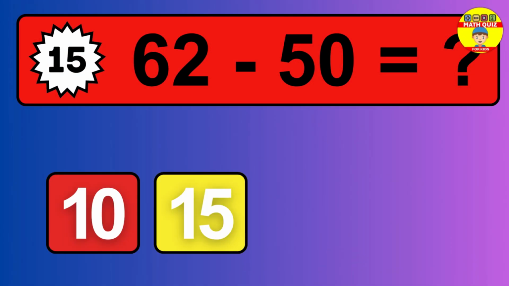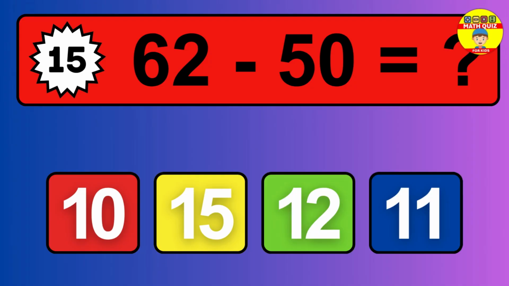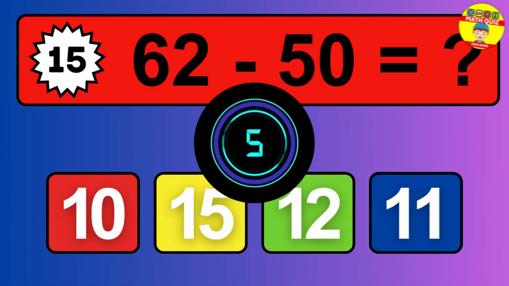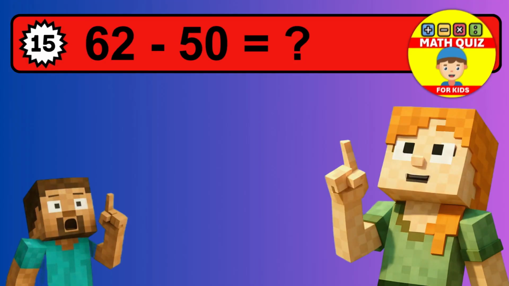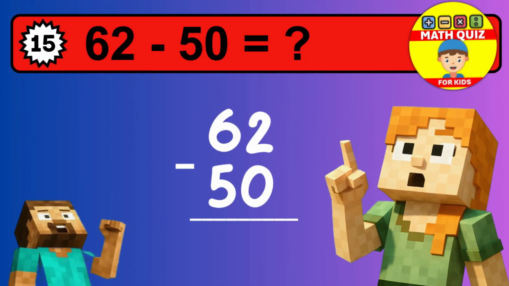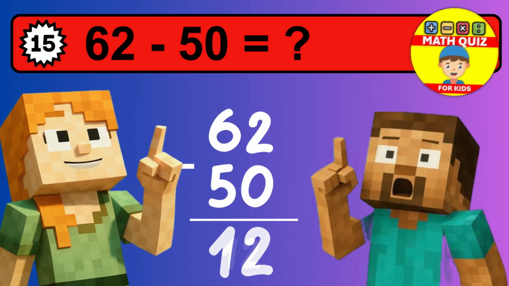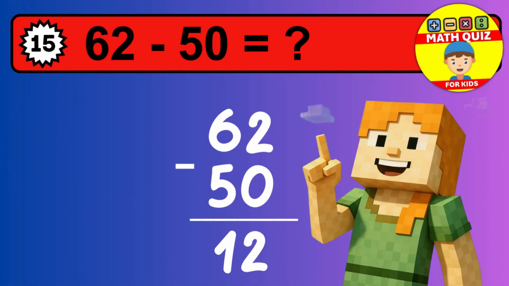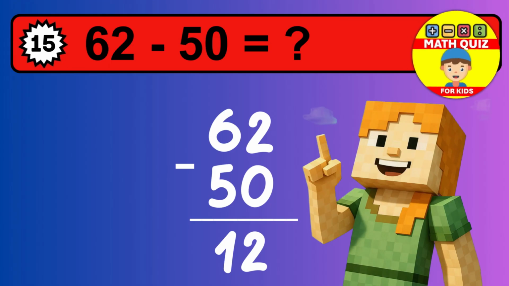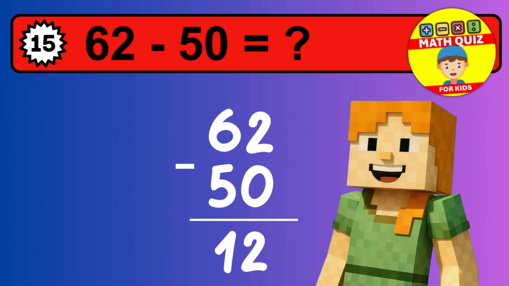What is 62 minus 50? Time to think. Let's solve this step by step. We start with the units. 2 minus 0 is 2. Then we go to the tens. 6 minus 5 is 1. The final answer is 12.